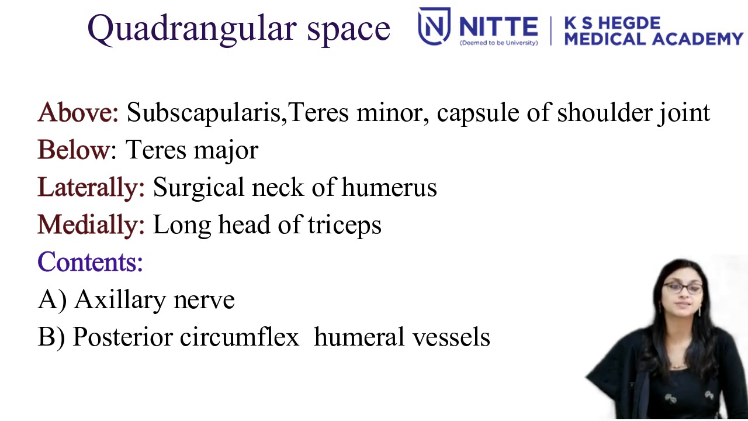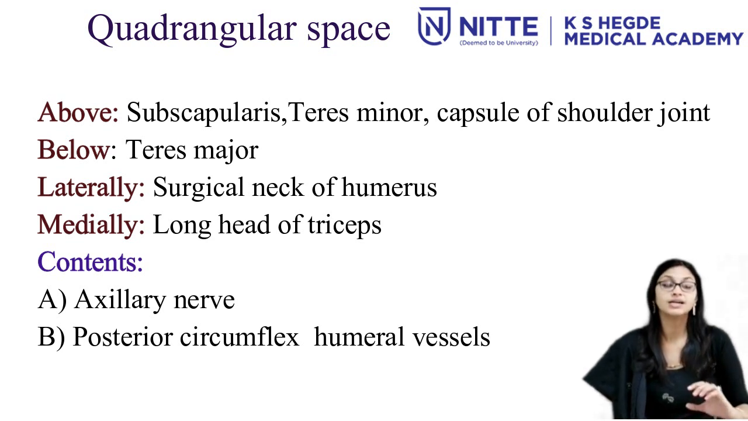About the contents of the space, always remember when the surgical neck of humerus comes to mind, the nerve and the artery related are always the axillary nerve and posterior circumflex humeral vessels. So the same 2 are the contents of the quadrangular space.